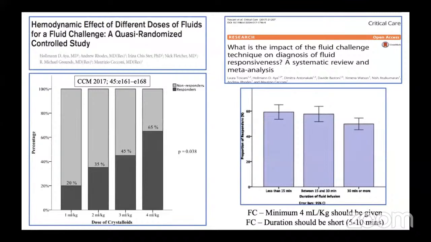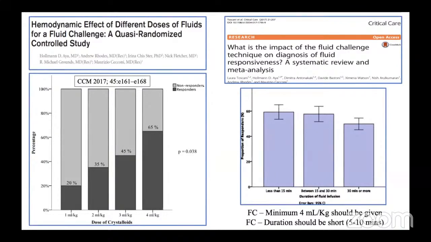So if at all we have to do fluid therapy, you need to decide how much fluid to give. So this interesting study by Cecconi et al. looked at the different doses of fluids for a fluid challenge, and they found that a minimum of 4 ml per kg fluid is required to get a good response from the fluid responders for a successful fluid challenge.